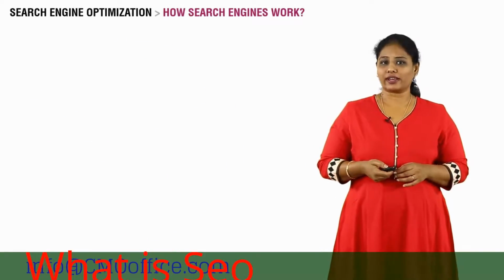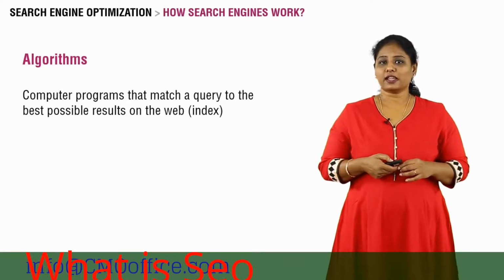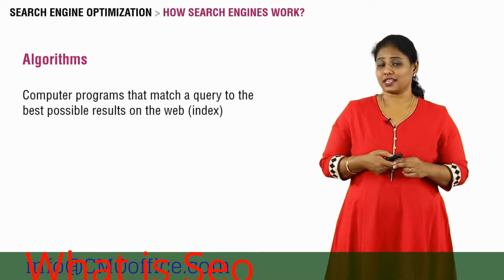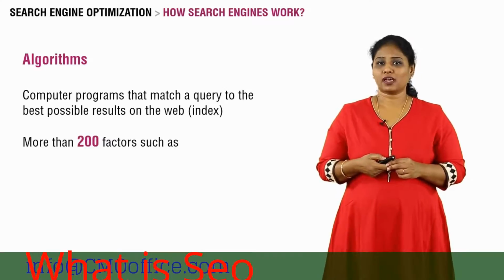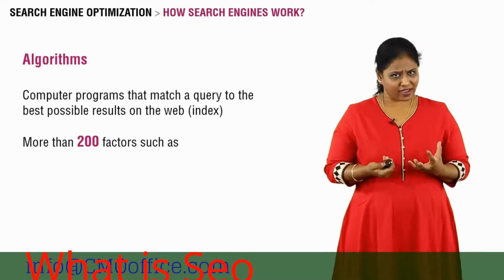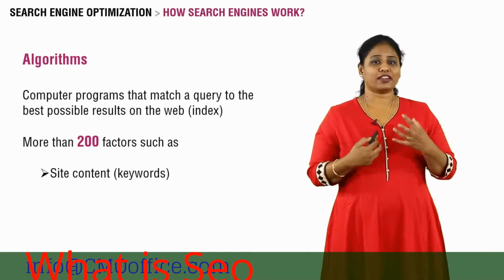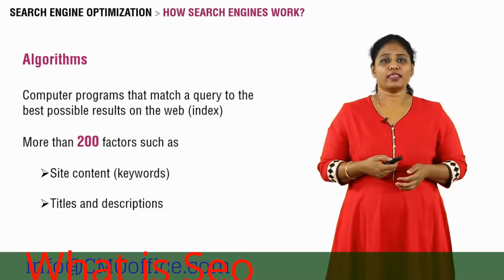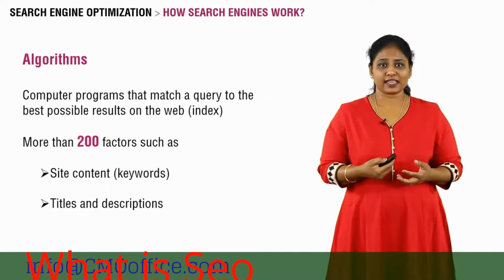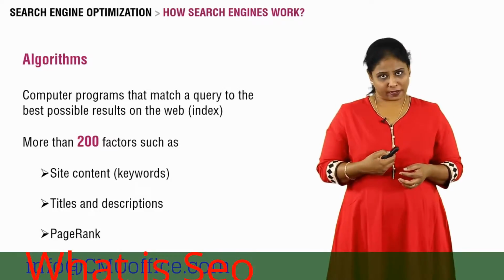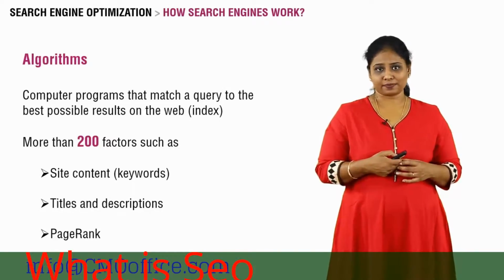Let's take a closer look at algorithms. These are computer programs that match a query to the best possible results on the web, or rather on the index. They look at more than 200 factors, such as the site content, which includes the keywords that are included as part of the content, the titles and descriptions that the site owner provides while building the site, and a factor called the page rank. Let's talk about this in greater detail in the following slides.